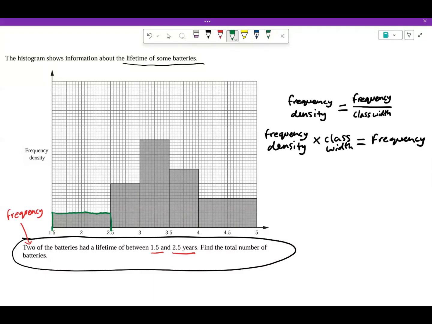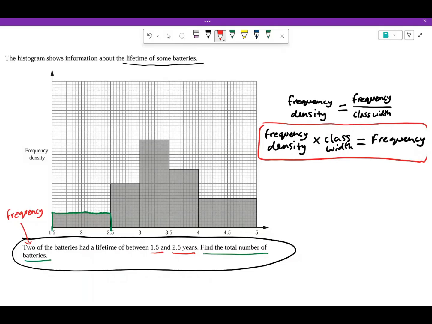Now, we need to find the total number of batteries, so we need to find the total frequency. Essentially, if we added up the frequency of all the classes, that's going to be my final answer. So I need to find the frequency of every single class. To do that, I'm going to have to make use of this formula over here, the fact that the frequency is equal to the frequency density times the class width. So I require the class width for every single bar, which I have. We can read that off my x-axis. But we also need the frequency density for each bar, which we don't currently have because I don't have the scale on my frequency density axis.